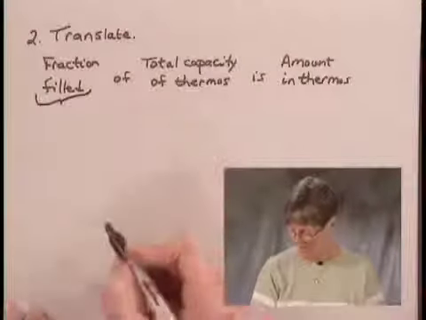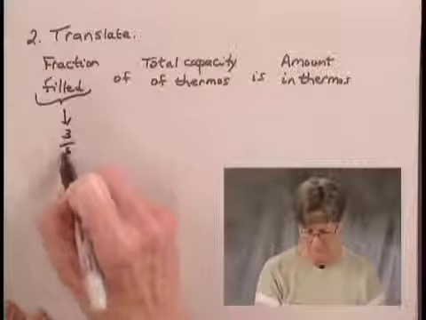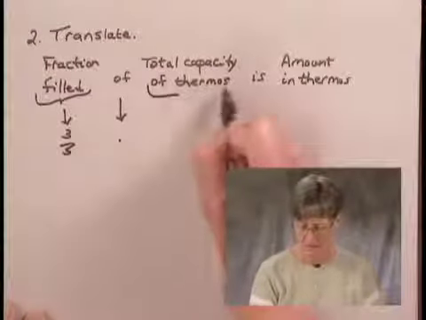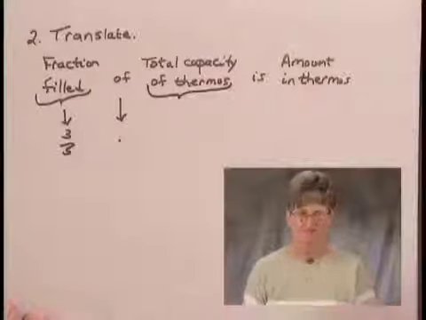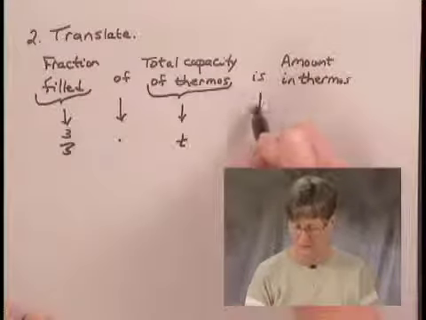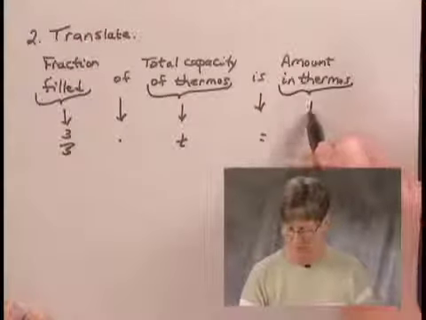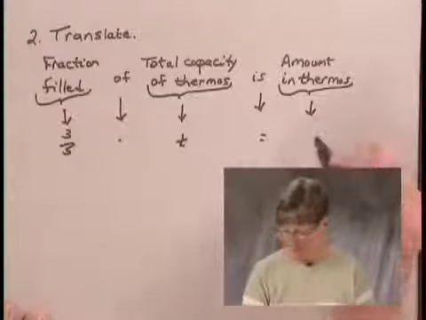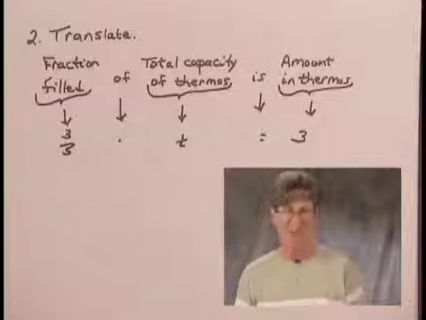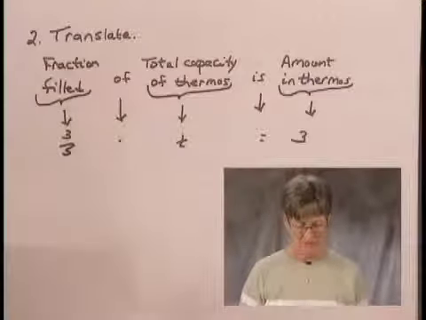We know that this thermos is 3/5 full, so that translates to the fraction filled is 3/5. Of translates to multiplication. The total capacity of the thermos is what we're trying to find. That's T. Is translates to equals. And the amount in the thermos we know is 3 quarts. So we have a translation, 3/5 times T is equal to 3. And we will solve this equation.